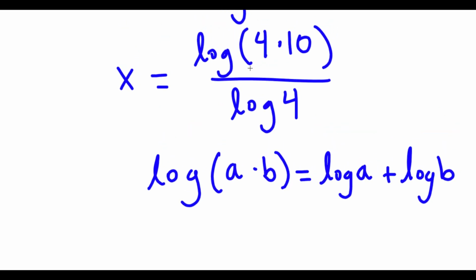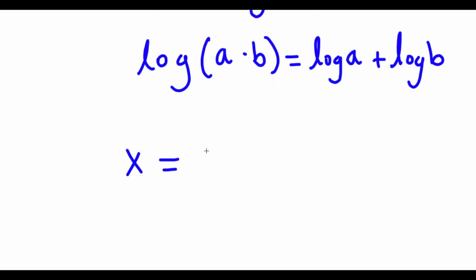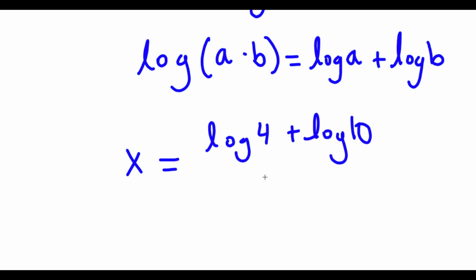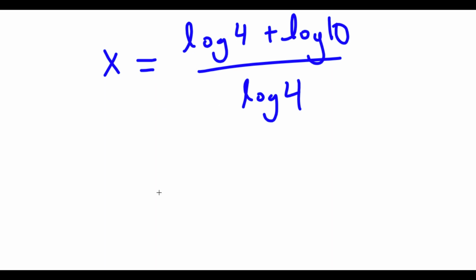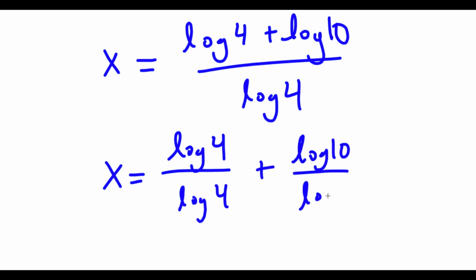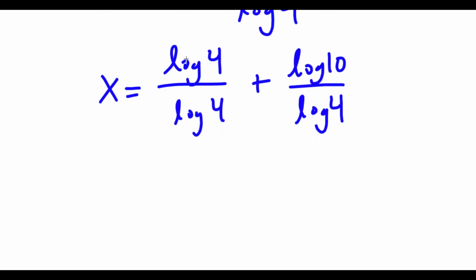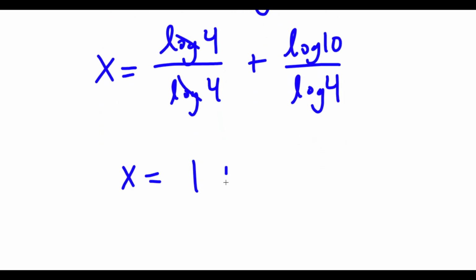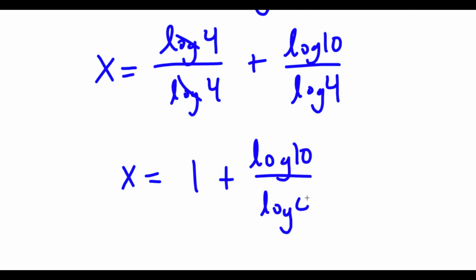So in this case, I have log 4 times 10, so this is equal to log 4 plus log 10. And now I have this over log 4. Now log 4 plus log 10 over log 4 is the same thing as log 4 over log 4 plus log 10 over log 4. And log 4 and log 4 cancel out. So now I have x is equal to 1 plus log 10 over log 4.